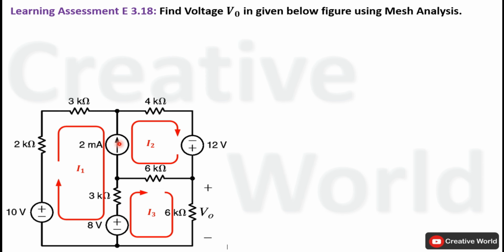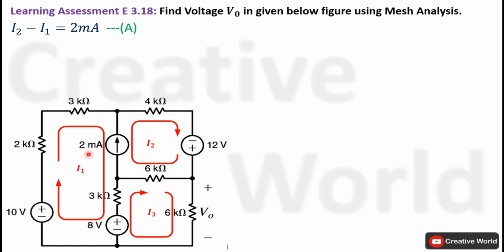Now the direction of this constant current source 2 milliampere is in the direction of current I2, which may be considered as current I2 is larger than current I1. That's why their resultant current is flowing in the direction of current I2. So we may write this statement in mathematical form. Current I2 minus current I1 is equal to 2 milliampere.